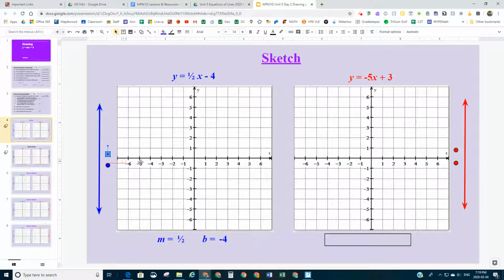So I'm going to grab one of these and put it at -4 and say that's where it starts. And then we're going to do a slope of 1 over 2. Remember, slope is rise over run, which means the rise is 1 and the run is 2. So from this point, we're going to rise 1 unit and run 2 units. So I'm going to take my point here and rise 1 and run 2.